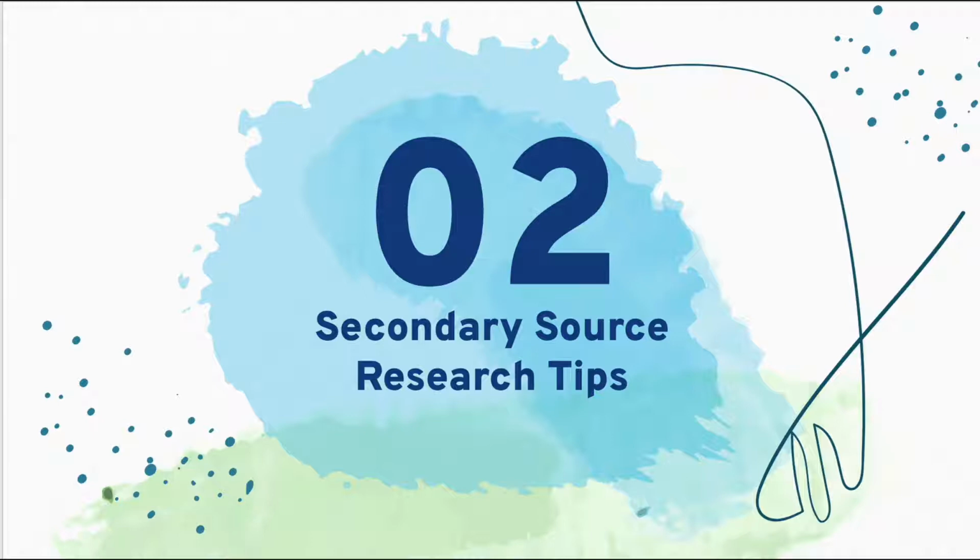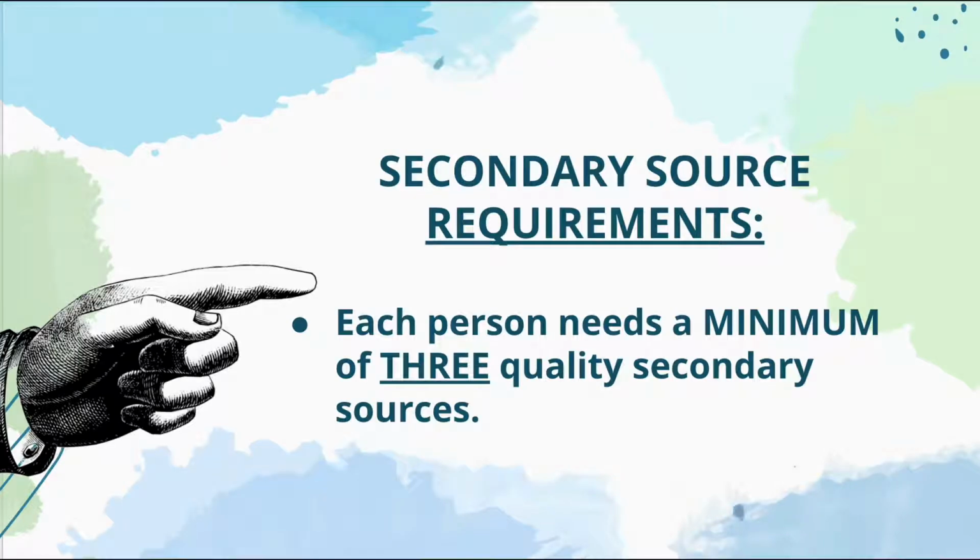Now, let's do some secondary source research tips. First off, what are the requirements for secondary sources? Each person in your group, or as an individual, needs a minimum of 3 quality secondary sources for a 9. So 3 different sources that you're using and taking notes on.